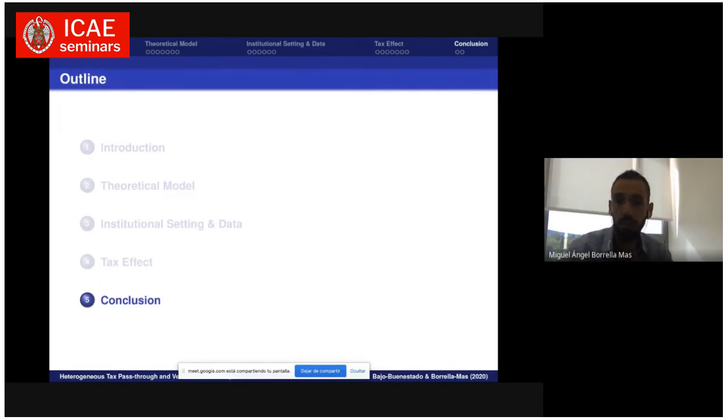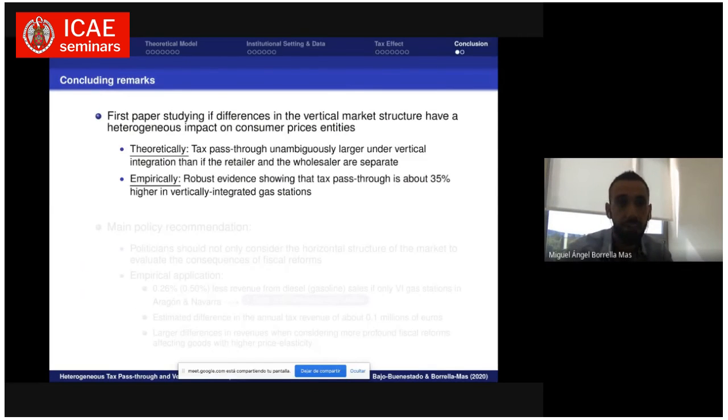Okay, so let me conclude with some concluding remarks. As far as we know, we are the first paper studying if differences in the vertical market structure have a heterogeneous impact on consumer prices. And we do it both theoretically, by showing that the tax pass-through is unambiguously larger under vertical integration than if the retailer and the wholesaler are separate, and empirically, by providing robust evidence showing that the tax pass-through is about 35% higher in vertically integrated gas stations.